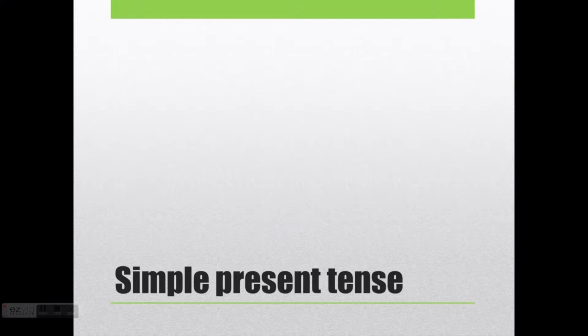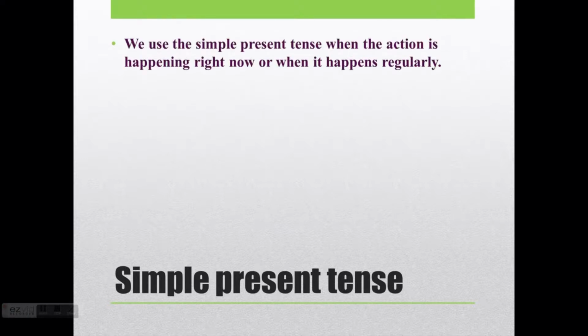Simple present tense. What is simple present tense? We use this simple present tense when the action is happening right now or when it happens regularly. He takes coffee in the morning, which happens regularly. He takes coffee every day. So this sentence is simple present tense because it's happening regularly. The sentence in the simple present tense will be in this form: subject plus verb plus object.